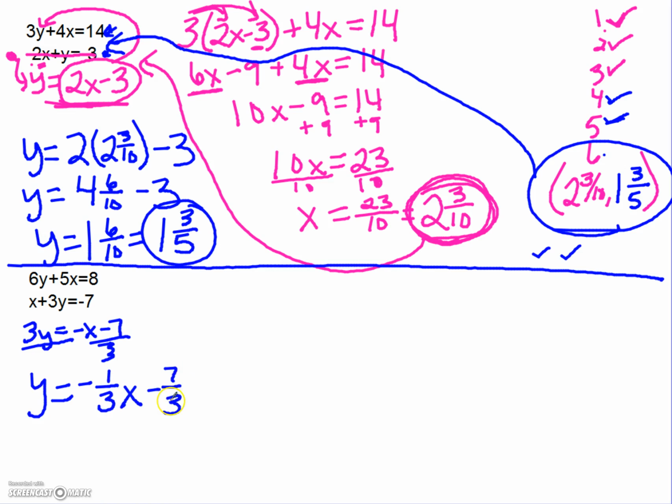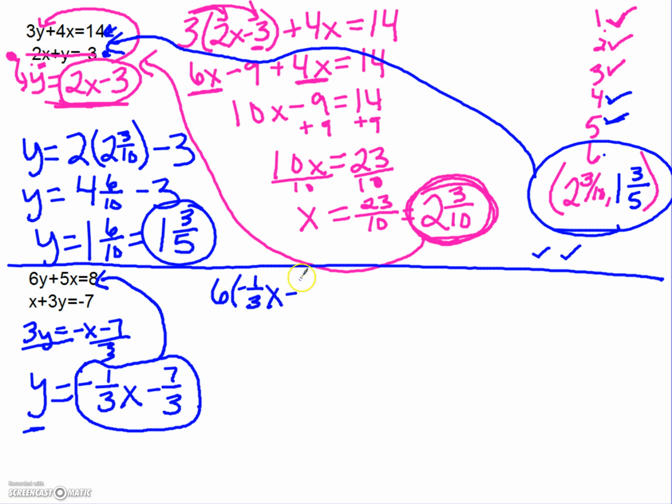Okay. All right, so what I have to do, remember, is this is my y now. So I have to plug it in. So we'll plug it in here. Okay, so 6, take out my y, plug in this equation, times negative 1/3 x minus 7/3 plus 5x equals 8. All right, so the first thing I have to do is to distribute these numbers.